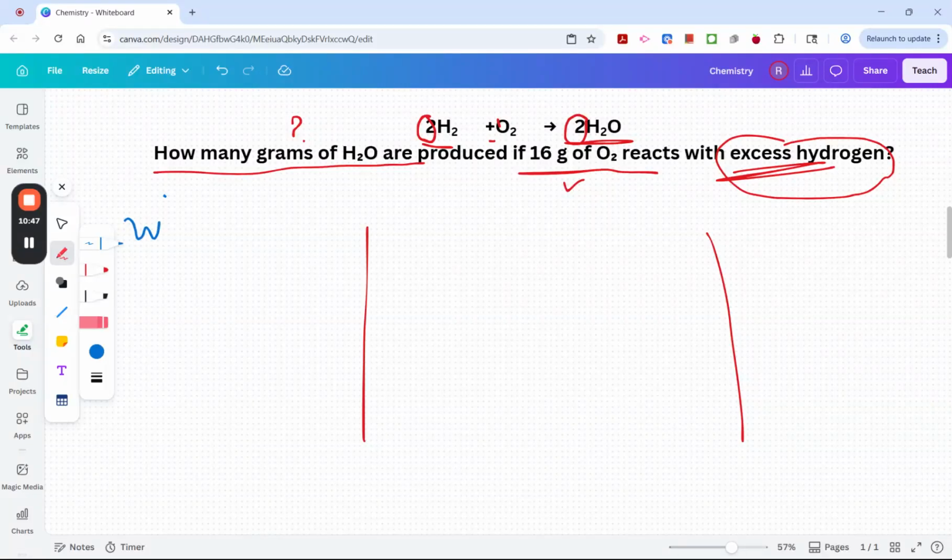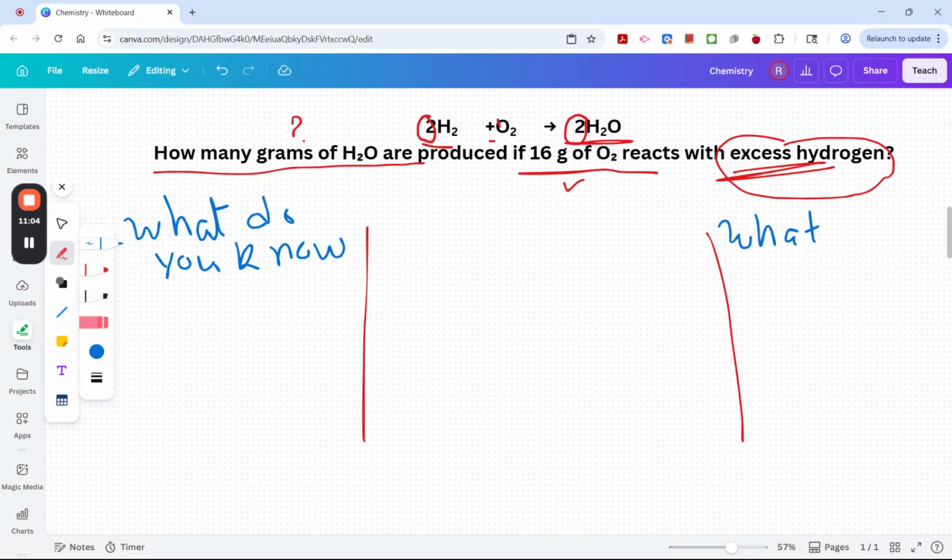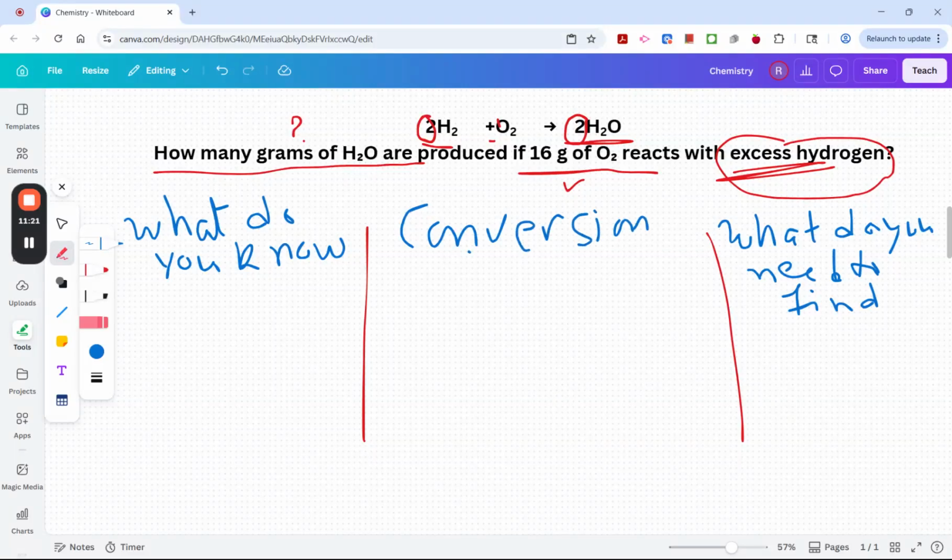Let's make our 3 columns. In the first column, what do you know? Once you understand the concept, maybe then you don't have to use these 3 columns, but if you're doing it the first time, I would say you should use 3 columns. What do you need to find? And then the conversion factor. I hope now you know what should be in the conversion factor column. That will be your water and oxygen. Forget about the hydrogen.